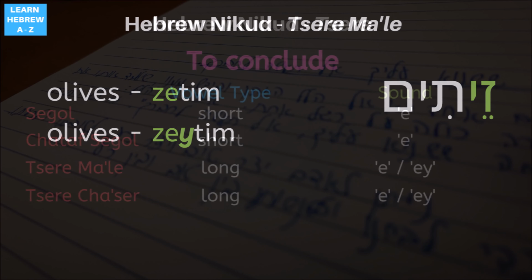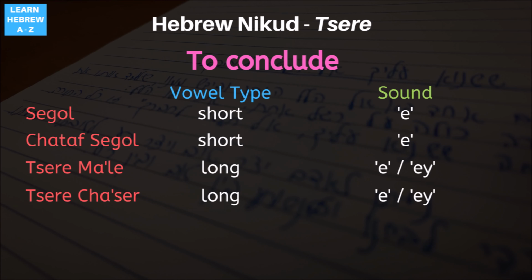To conclude, Segol and Chataf Segol represent a short vowel. Both Tzere types represent long vowels. They all create the sound of E. Sometimes you may hear Tzere pronounced as A rather than E. This is common in modern Hebrew.